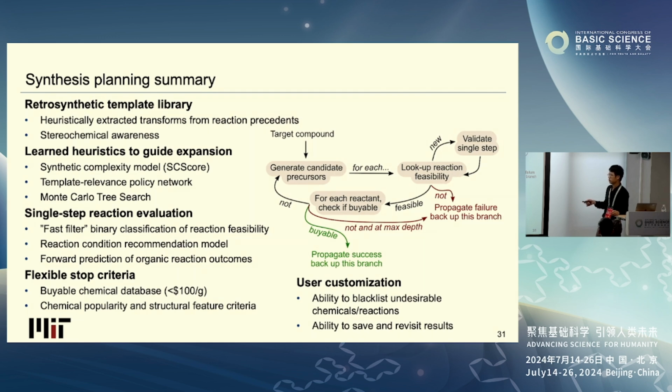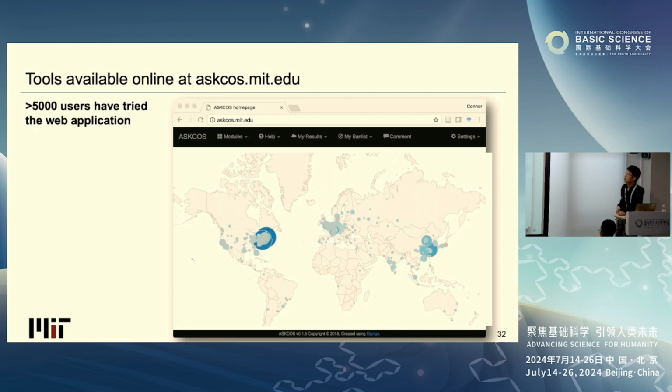Of course, we later added some user customization approaches based on how practitioners actually want to use this tool. Maybe there's a desire to blacklist some chemicals that might be toxic and people don't want to use, and the ability to save and revisit previous results and refine them. This has been developed into a tool called ASCOS, which has many users around the world.